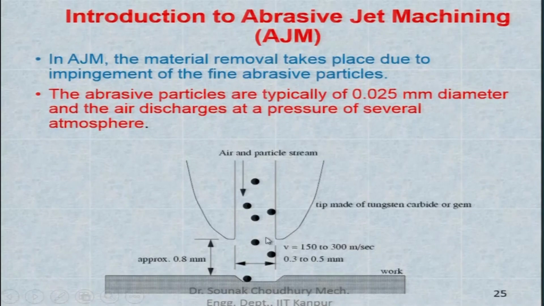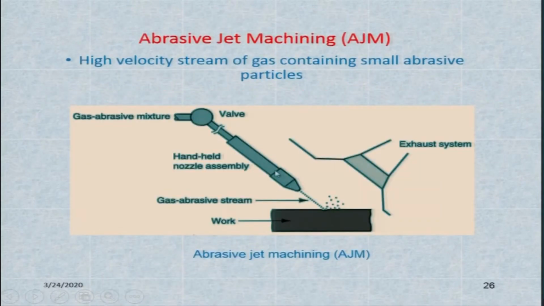This can also be kept at an angle that depends on what kind of material you have. This angle can be calculated, at which the material removal rate is maximum. Then there is the exhaust system, so that when the high pressure gas impinges on the workpiece, the workpiece material along with the abrasive can be sucked away. A vacuum is created, and this gas abrasive stream and the work material together go through the exhaust system.